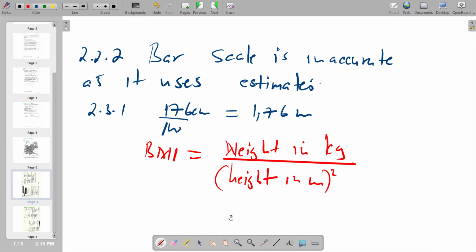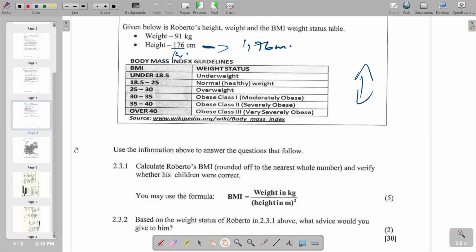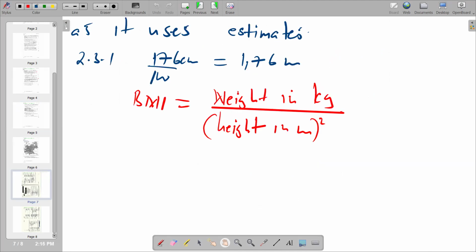So this is the formula that we have. So weight, according to the information given, the weight is 91 kgs. So we are saying 91 over the height 1.76 squared.